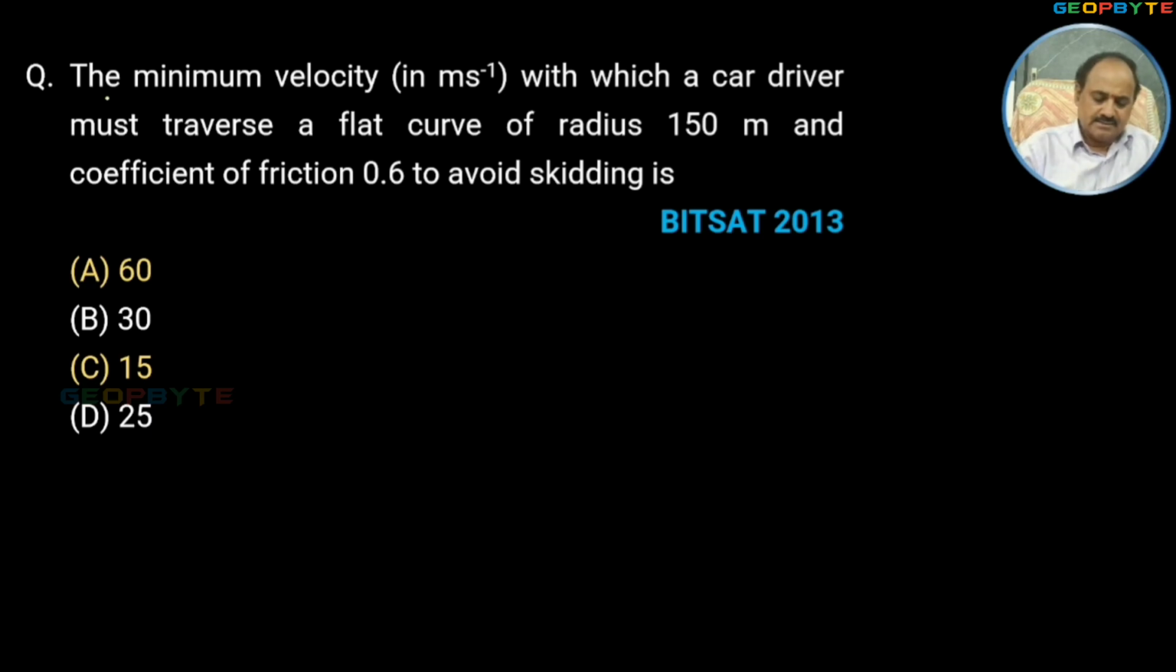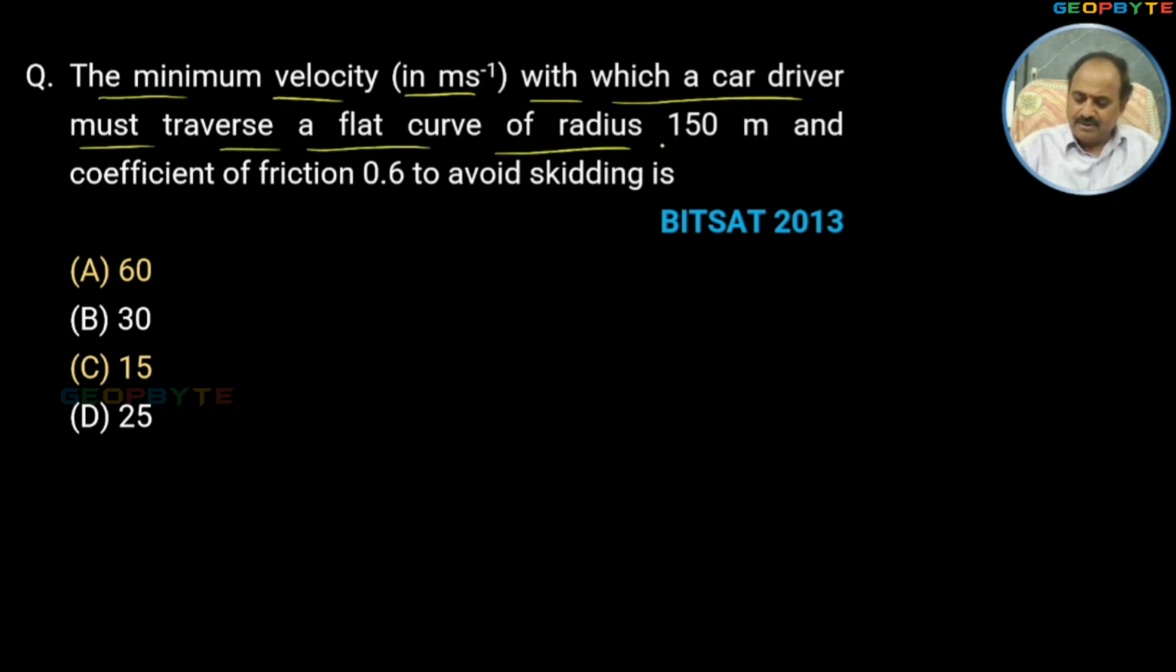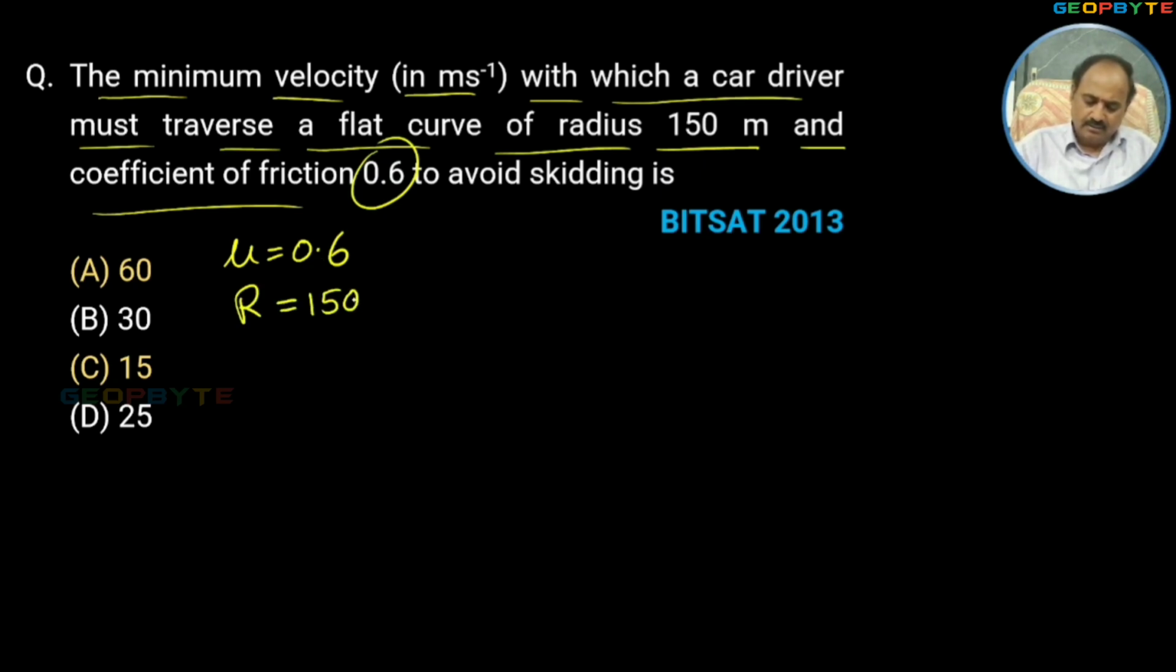It is asking like this. The minimum velocity, in meters per second, with which a car driver must travel on a flat curve of radius 150 meters and coefficient of friction 0.6. Coefficient of friction is 0.6, the radius of the circular path is 150 meters, and it is asking for the minimum velocity.